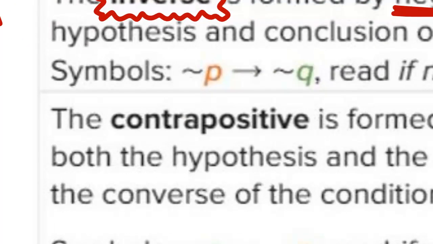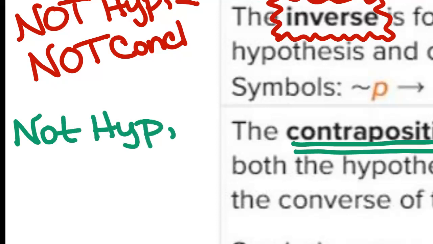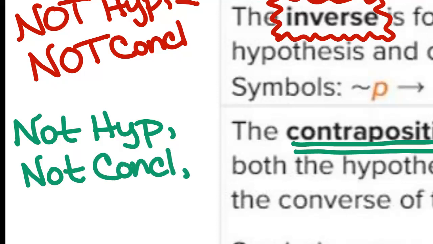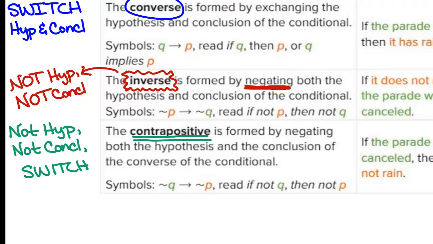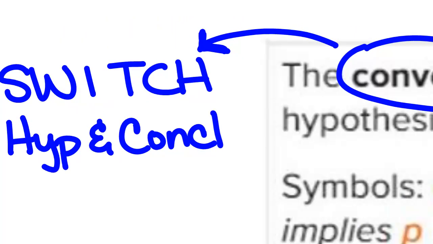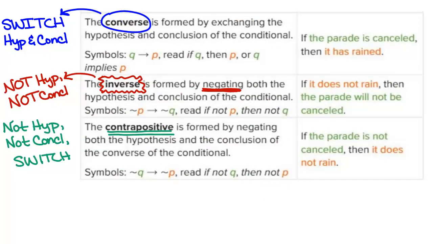And finally, the last arrangement that we're going to talk about is called the contrapositive. With the contrapositive, we want not hypothesis, not conclusion, and then switch. Not hypothesis, not conclusion, and then switch. So basically, I'm going to take the inverse, where I did not with my hypothesis and not with my conclusion, and I'm going to flip them around the other way.